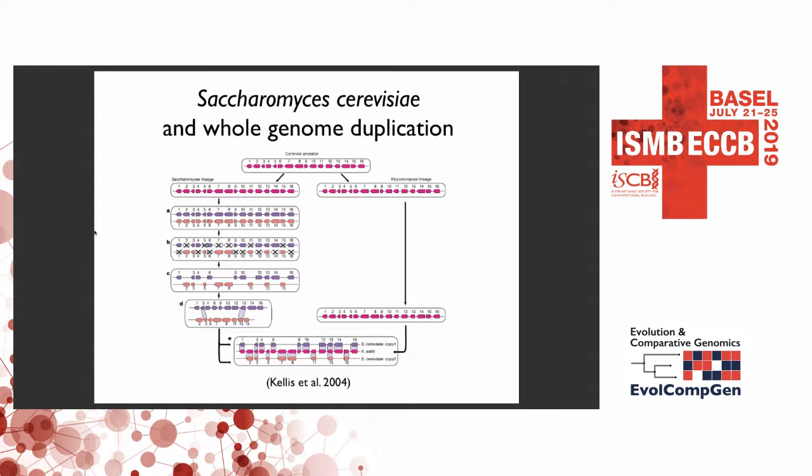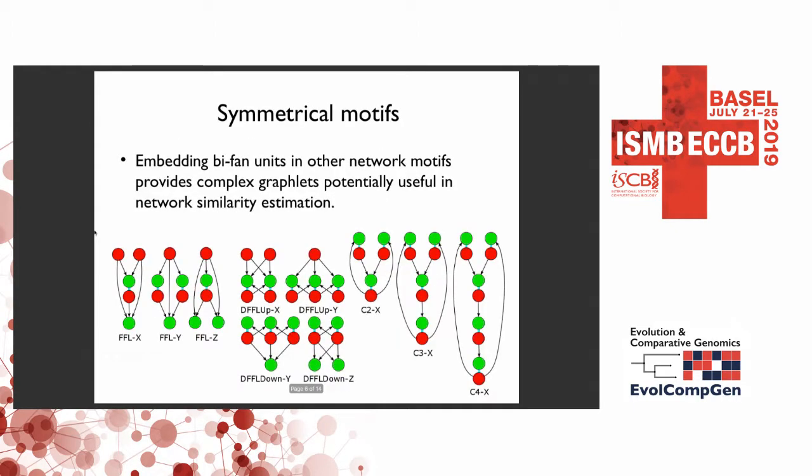And anyway, the framework that we used to analyze these ohnologs was specifically the concept of symmetrical motifs, because one problem with using bifan motifs and bifan arrays is that if you take the overlap in bifan arrays, we only get the overlap of one big single input motif. However, if we embed these bifan motifs in other network motifs, we obtain complex graphlets that we might be able to use in more complex network similarity estimations.